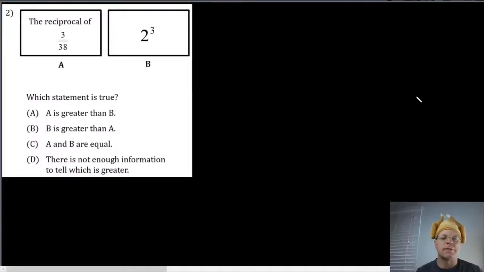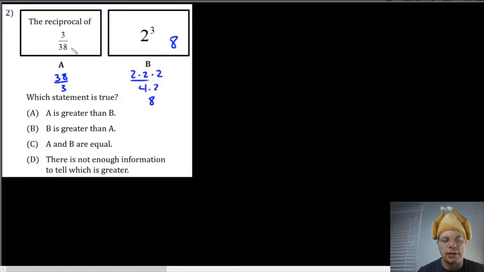Problem B is a quantitative comparison problem. We're comparing the reciprocal of 3/38 to 2 to the 3rd power. The reciprocal of 3/38 is 38 thirds, and 2 to the 3rd means 2 multiplied by 2 multiplied by 2, which is 4 times 2 or 8. So I know the quantity here is 8, and I know this quantity is 38 thirds.